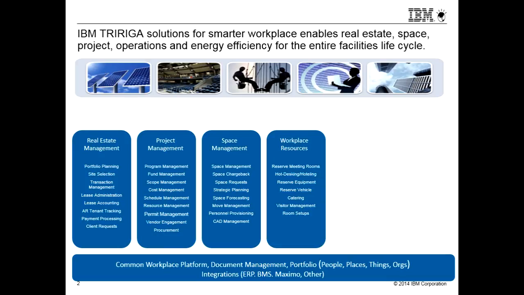The fourth pillar is workplace resources. We need to be able to reserve meeting rooms. And then we might have entitlements. I need equipment. I want audio visual. I'm entitled to catering. What kind of catering menu do I have? How do I want the room set up? Managing my vendors, managing my visitors, managing equipment and vehicles.